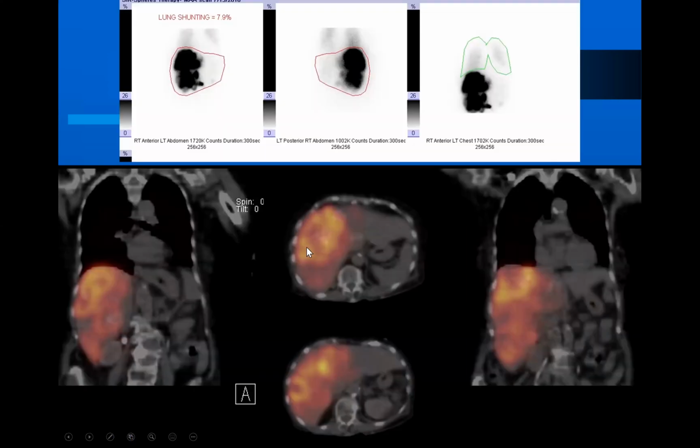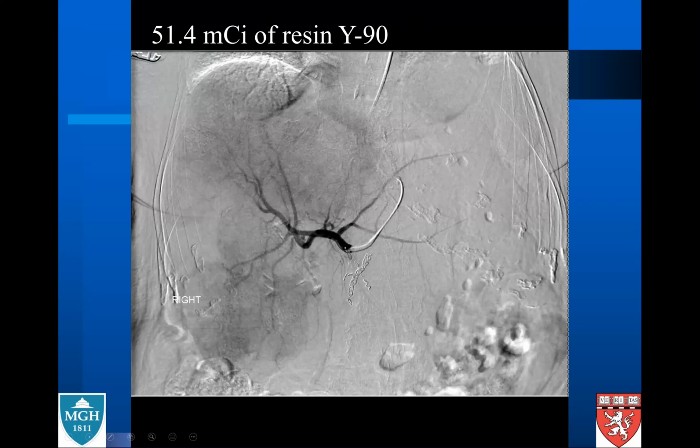You see the tumors uptake the MAA, and the lung shunt is 8%. So we are not worried about lung shunting for radiation pneumonitis in this situation. So she comes back about a week later. I try to space the mapping and the treatment out a week. You don't want to wait too long in between.